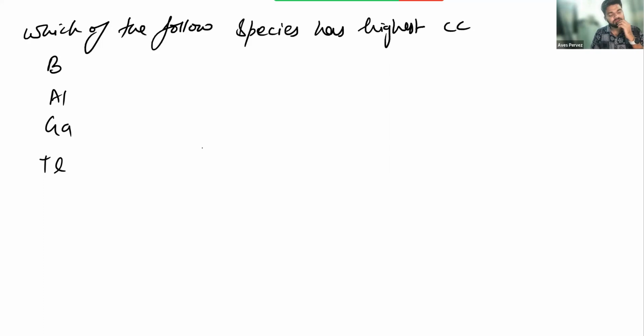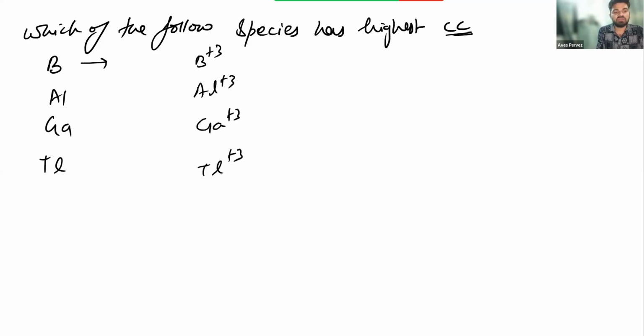Tell me. Beryllium. This is not beryllium. This is boron. Boron, aluminium, gallium, and thallium. You know that boron forms B 3 positive, this forms Al 3 positive, gallium also forms 3 positive, and thallium also forms 3 positive.